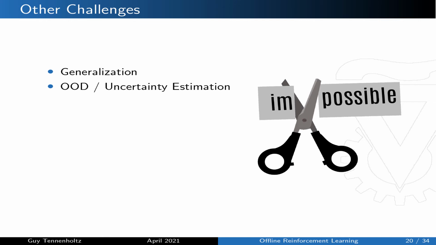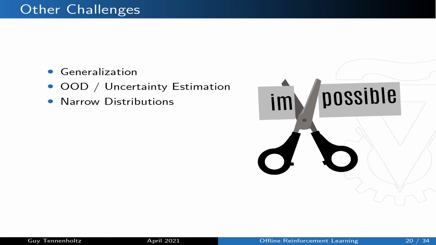This is also related to out-of-distribution detection, and this is a very hard problem. It's still an open challenge, an open problem even in the field of supervised learning. Out-of-distribution detection becomes very hard in high dimensions.